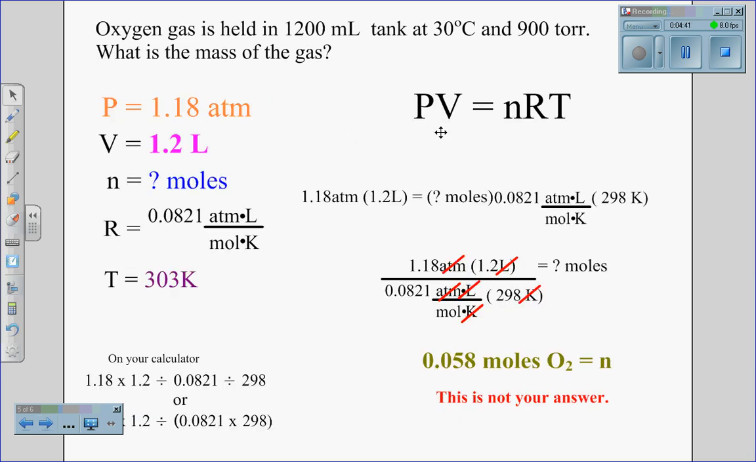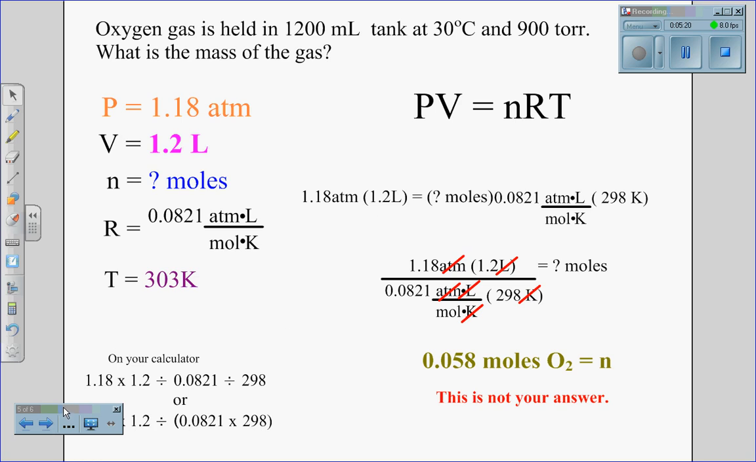We can plug these values into the ideal gas law equation, which is PV equals nRT. 1.18 atmospheres times 1.2 liters equals the number of moles, which is what we're looking for, times the ideal gas law constant times 303. When we do the algebra for this one, we end up with 1.18 atmospheres times 1.2 liters divided by the gas law constant times 303 Kelvin. Notice how atmospheres cancel, liters cancel, and Kelvins cancel, leaving us with moles.